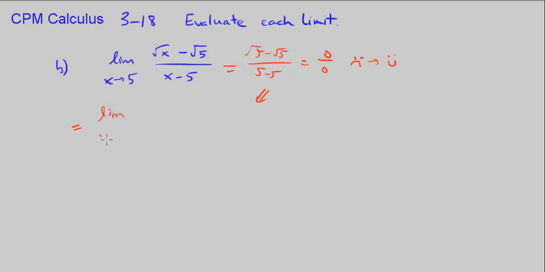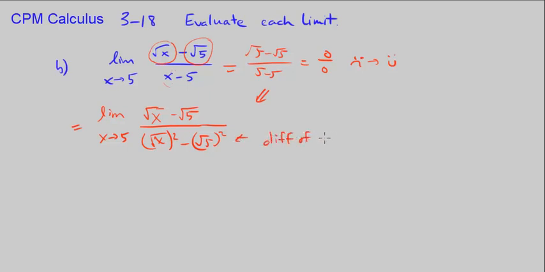Okay, so dig deeper. What can we do with this? We have a square root of x and a square root of 5. Let's leave that in the numerator. And we have an x and a 5 in the denominator. You notice that x here is just square root of x squared, right? And 5 is square root of 5 squared. So let's rewrite it as square root of x squared minus square root of 5 squared.